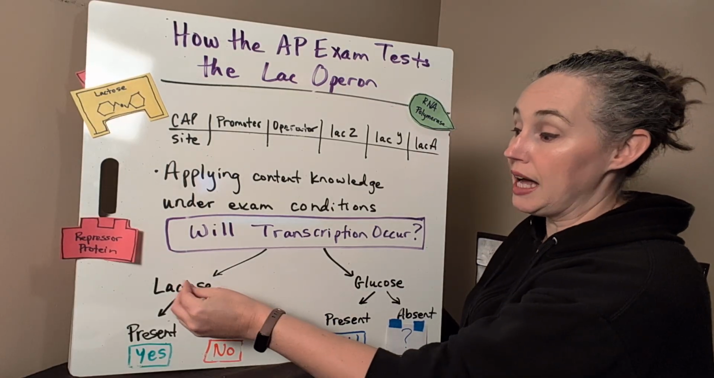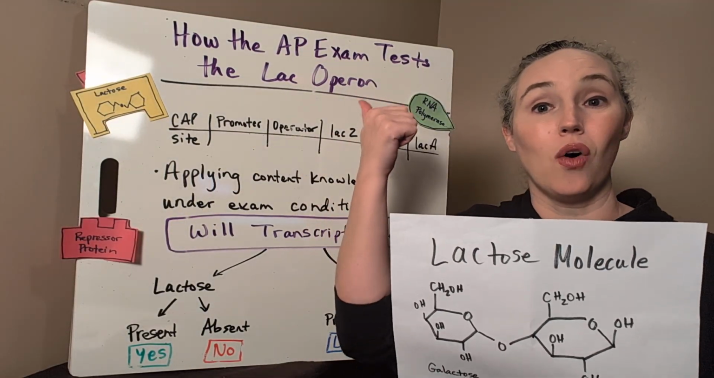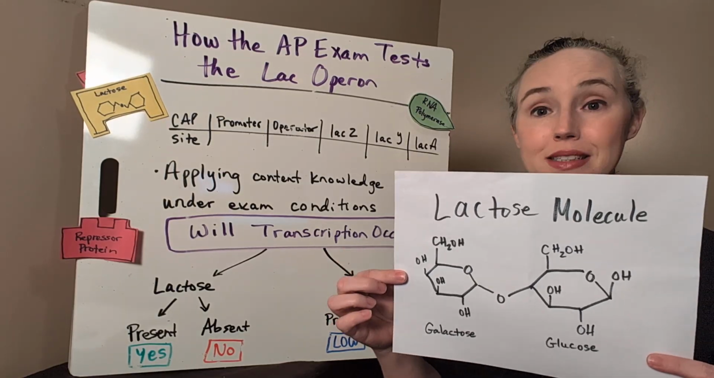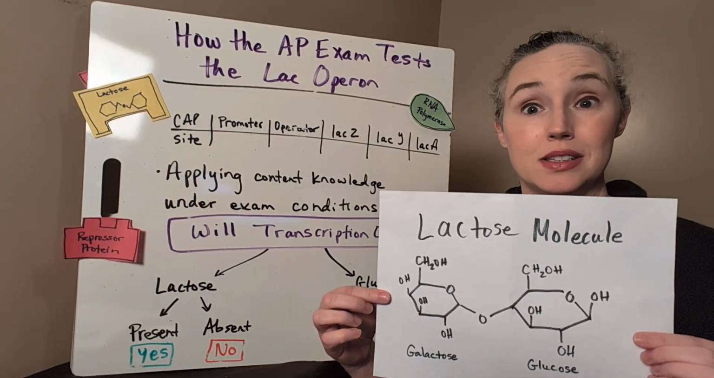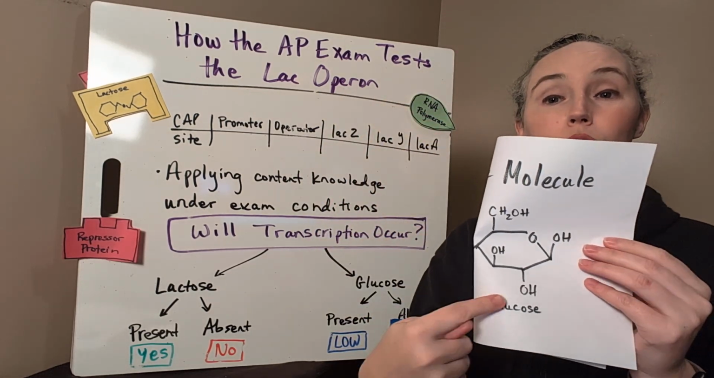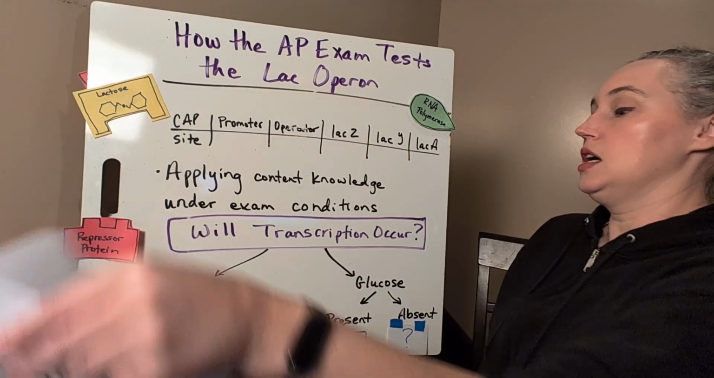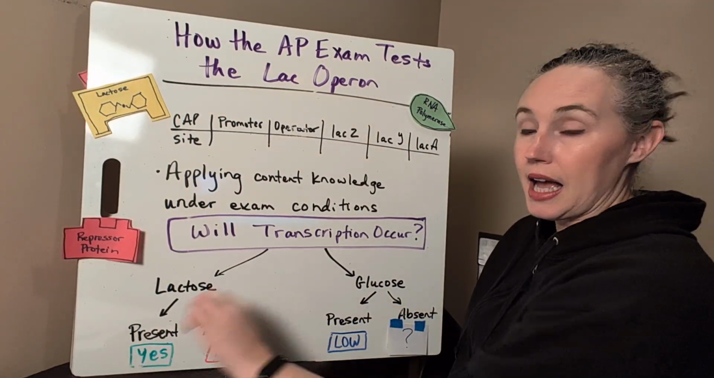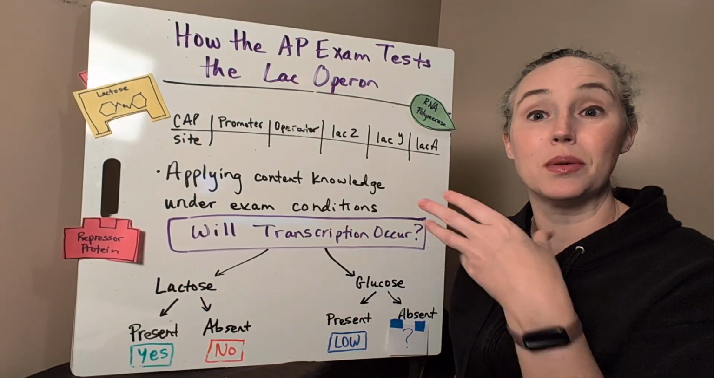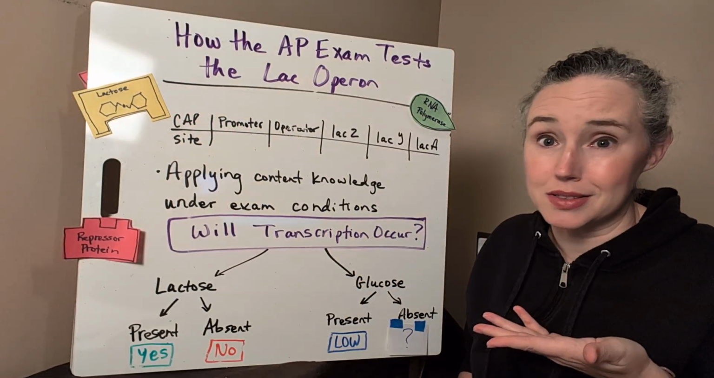Now remember, lactose is the sugar in milk, and this is happening in the E. coli bacteria that live in your guts. So when lactose is present and glucose is not, then the bacteria are going to want to cut this so that it can make glucose, which is E. coli's favorite fuel source. So when lactose is present, yes, transcription will occur. And when it's absent, no, it will not, because the bacteria are trying to save energy. That's really the whole point of having operons in the first place.